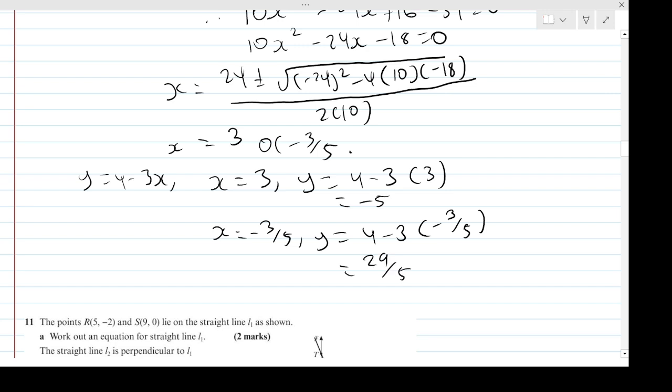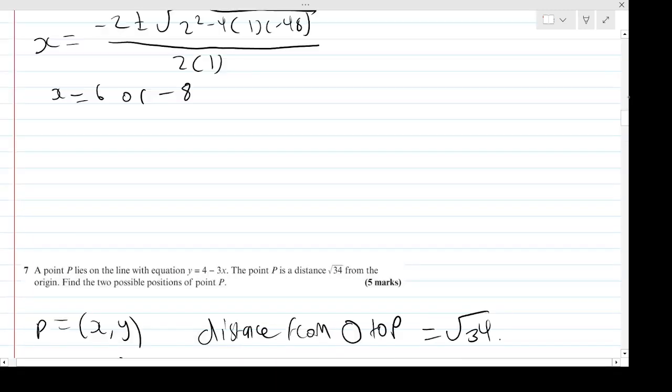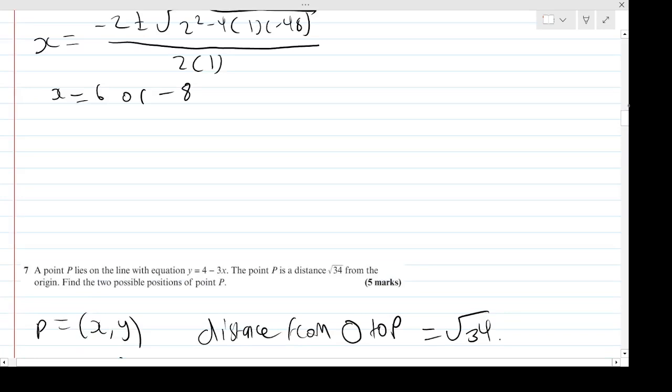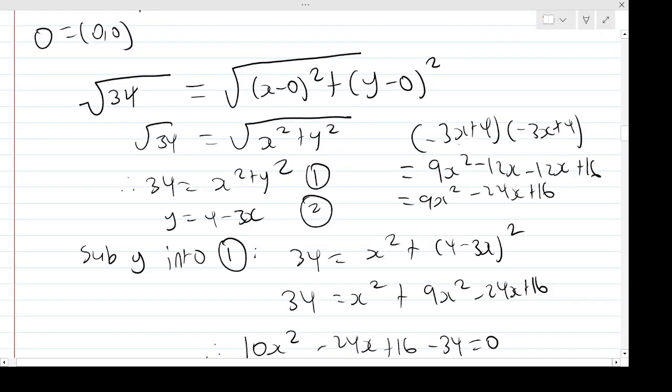So now we've got two values. We've got two pairs of solutions, x and y. Well, that makes up two possible coordinates of p. So p then would either be when x is 3, y is minus 5, or p would be when x is minus 3 over 5 and 29 over 5 for y. So those are the two possible positions of p. Cool. Okay, so that is quite a bit more tricky than the other question, but hopefully that makes sense now, right? And how we use the distance formula, and then how we arrive at these simultaneous equations to solve.